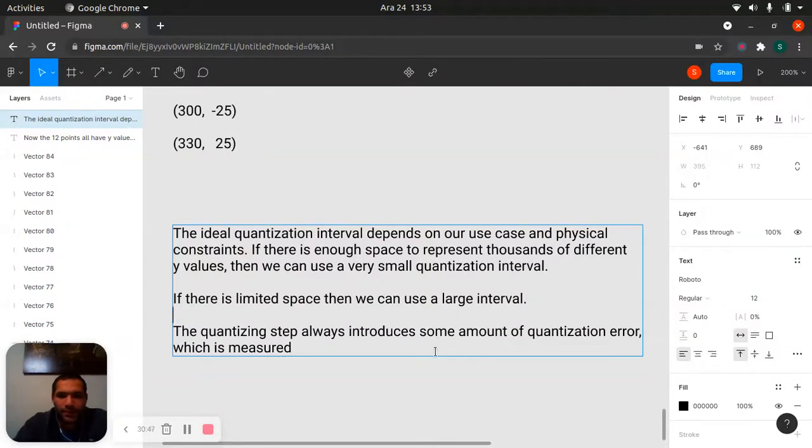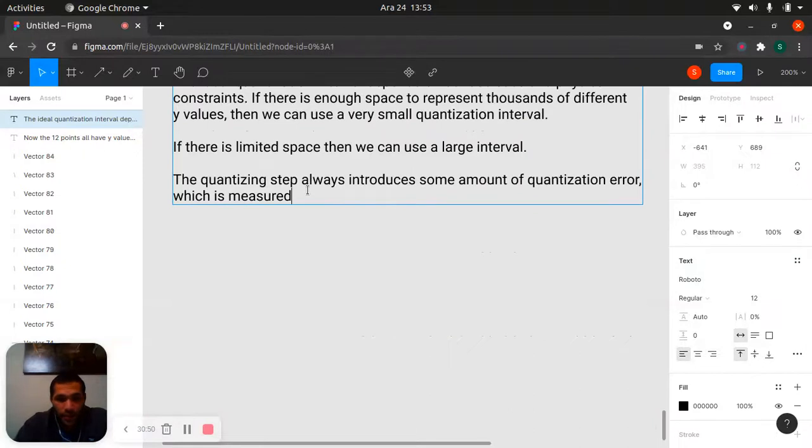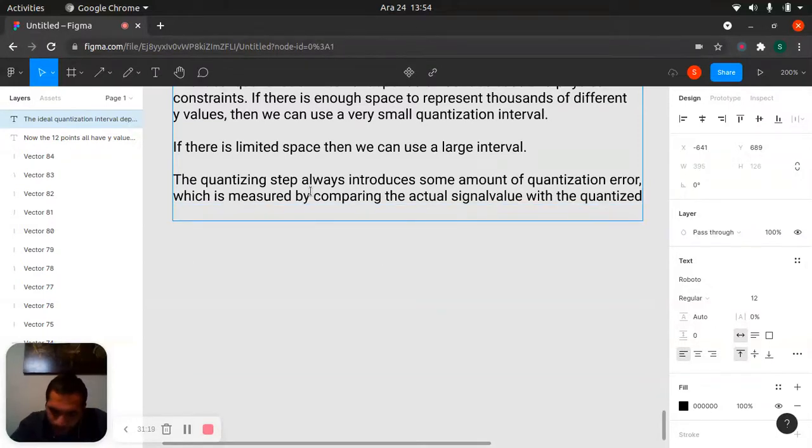Let's take it a little down. Maybe there can be some details, then you can see better. Which is measured by comparing the actual signal value with the quantized value at each sample point. Right, we can compare it really.